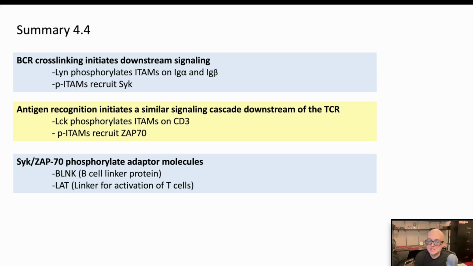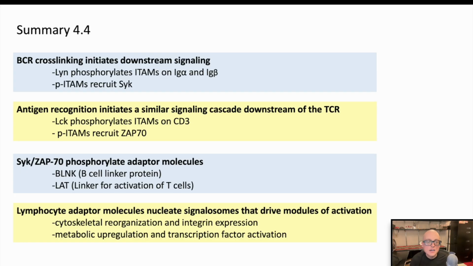Both Syk and ZAP70 have a similar function in that they phosphorylate multiple downstream substrates, the most important of which I would argue are the adapter molecules, BLNK, which stands for B cell linker protein, as well as LAT, which stands for linker for activation of T cells. And these adapter molecules nucleate the formation of signalosomes, which recruit many downstream signaling molecules, which unlock four kind of modules of intracellular signaling, which are important for mediating lymphocyte effector function.